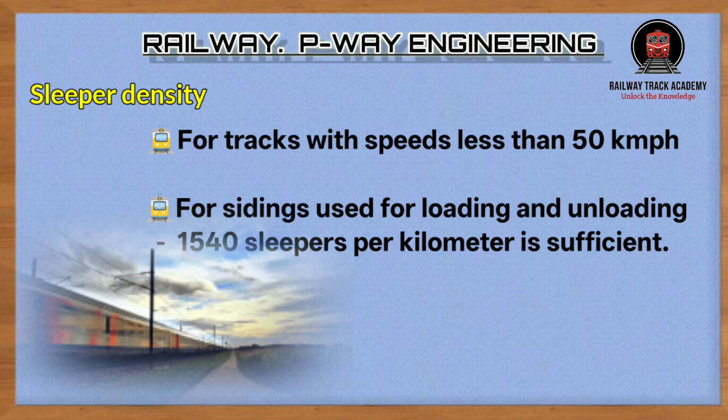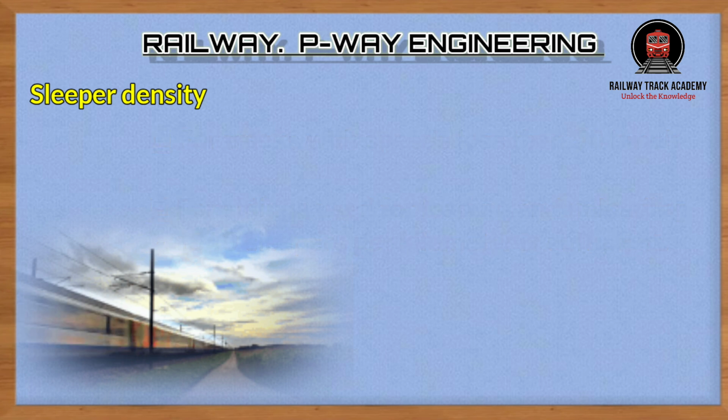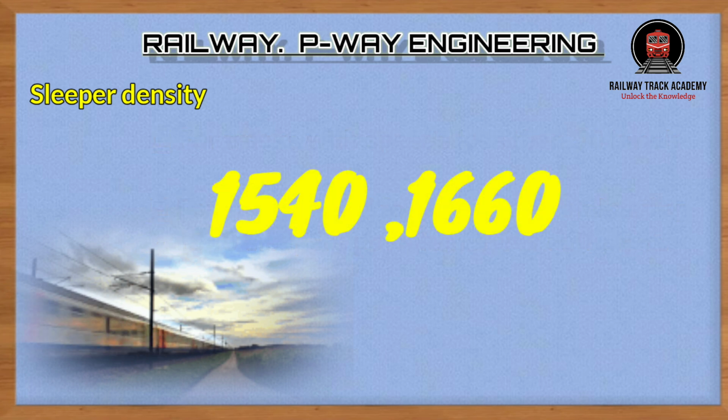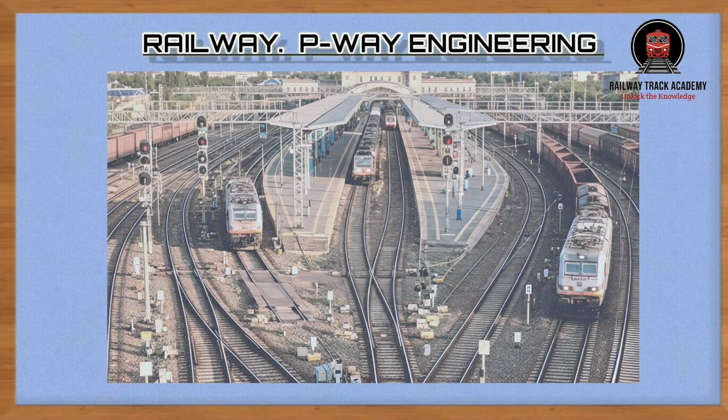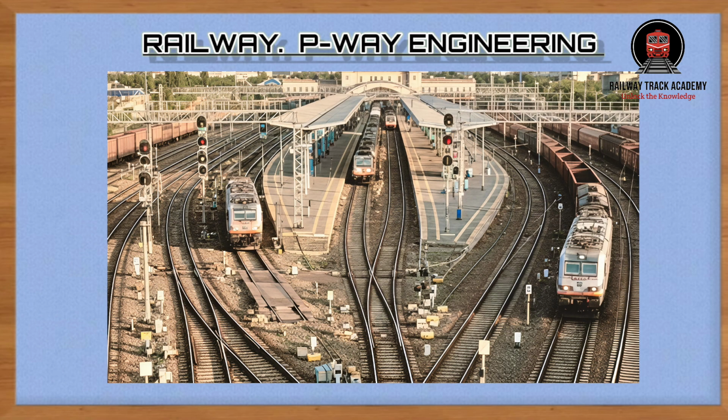In the past, a density of 1340 sleepers per kilometer was used for less important lines. But as per the latest IRPWM standards, this low density is being replaced by 1540 or 1660 to ensure better safety. It is also important to note that different tracks in station yards have specific requirements.